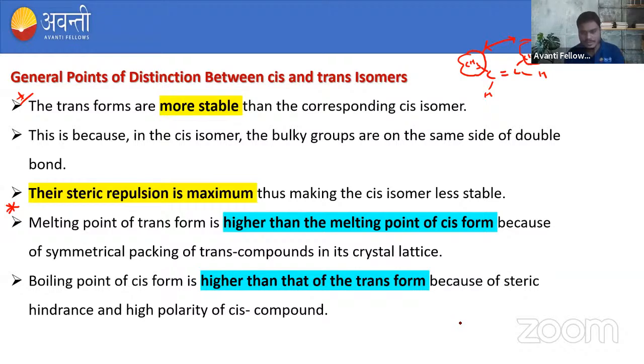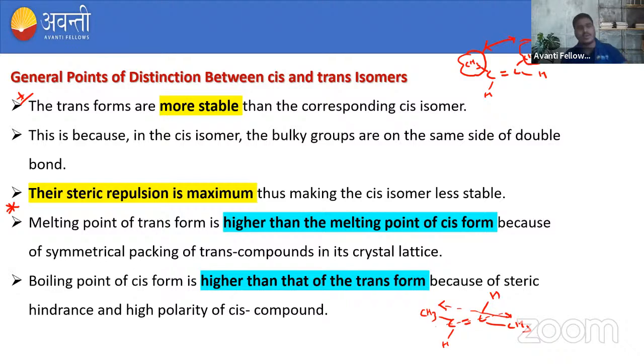If you see the trans isomer, what is the structure, beta? This is CH3 and this is again CH3. This is H, this is H. So they are very symmetrically packed, right? They are very much symmetrically packed. So they are quite symmetrical. कहीं से भी इसको कट करोगे आपको एक symmetrical हिस्सा दिखेगा. So the melting point of trans is higher than the melting point of the cis form because of the symmetrical packing, right? So this point you need to remember.